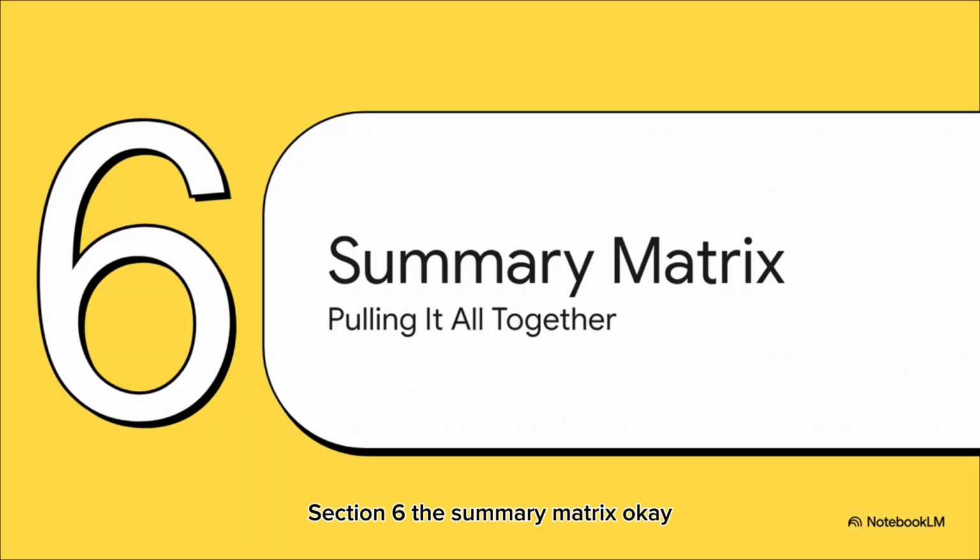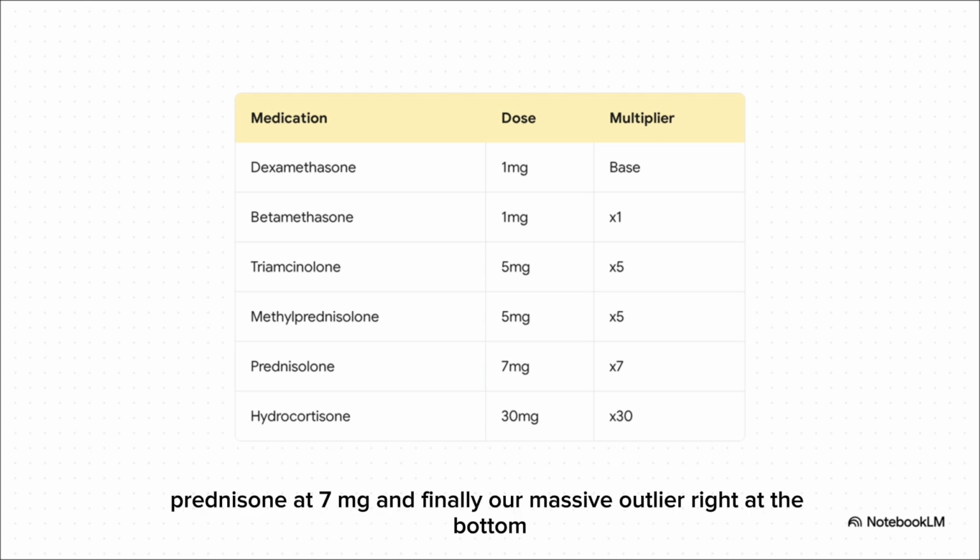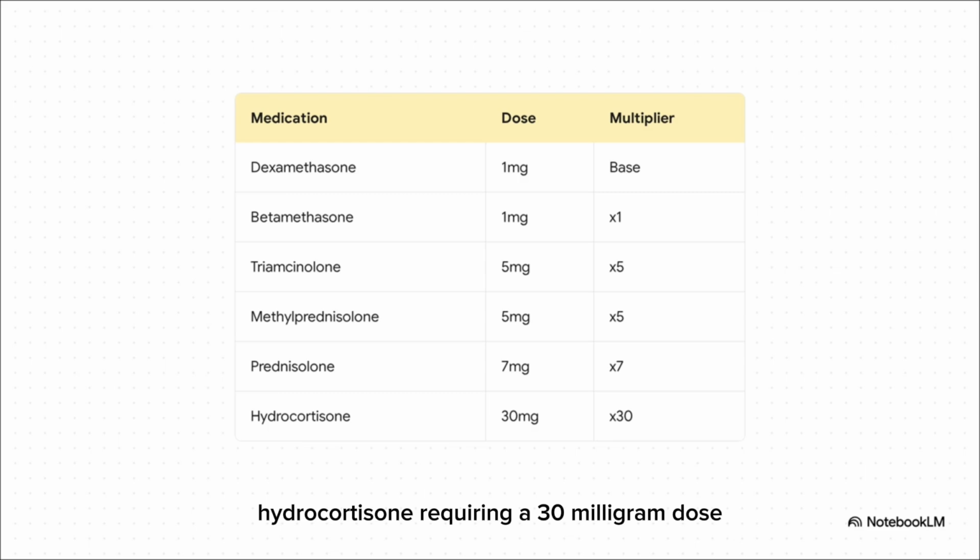Section 6. The summary matrix. Okay, so now we're going to synthesize all of those scattered, colorful visual nodes into a clean, linear, totally screenshot-worthy study guide. Let's walk through this matrix right from top to bottom, because you know, repetition is the mother of retention. We start with our base, dexamethasone at 1 milligram. Right next to it, our twin, betamethasone at 1 milligram, the times 1 multiplier. Next up, our pair of fives, triamcinolone and methylprednisolone, both requiring 5 milligrams. Then we step up to the solitary 7, prednisone at 7 milligrams. And finally, our massive outlier right at the bottom, hydrocortisone, requiring a 30 milligram dose.